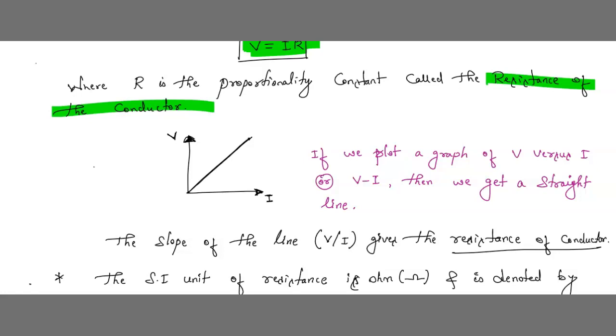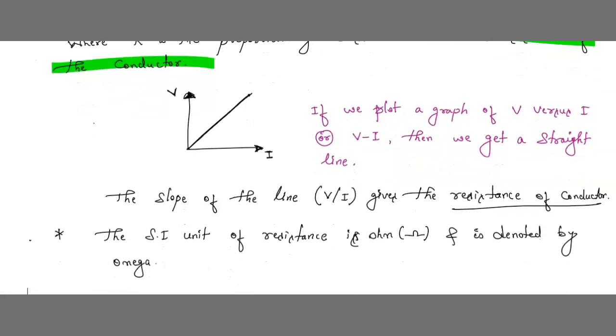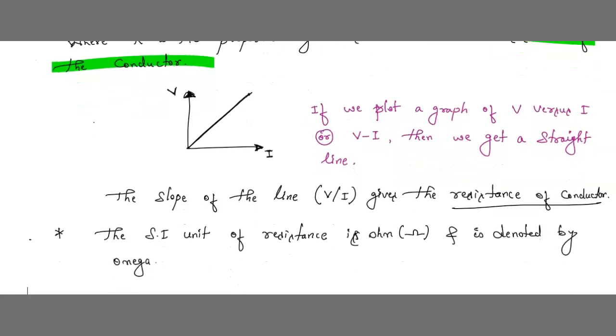Now children, the SI unit of resistance is ohm. It is actually called omega, but we write it as ohm. This is the symbol of ohm. This is the SI unit of resistance. The SI unit of resistance is ohm, and it is denoted by the symbol omega.